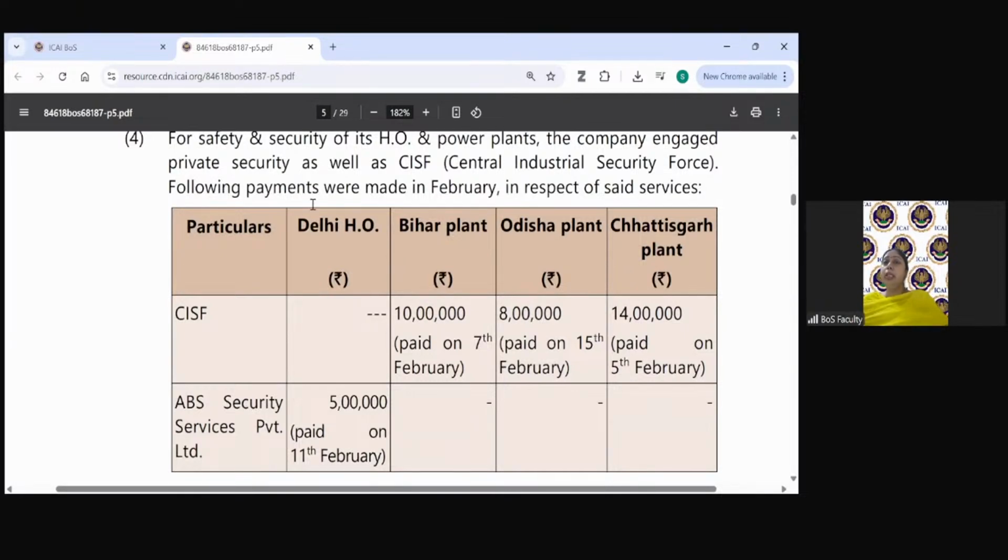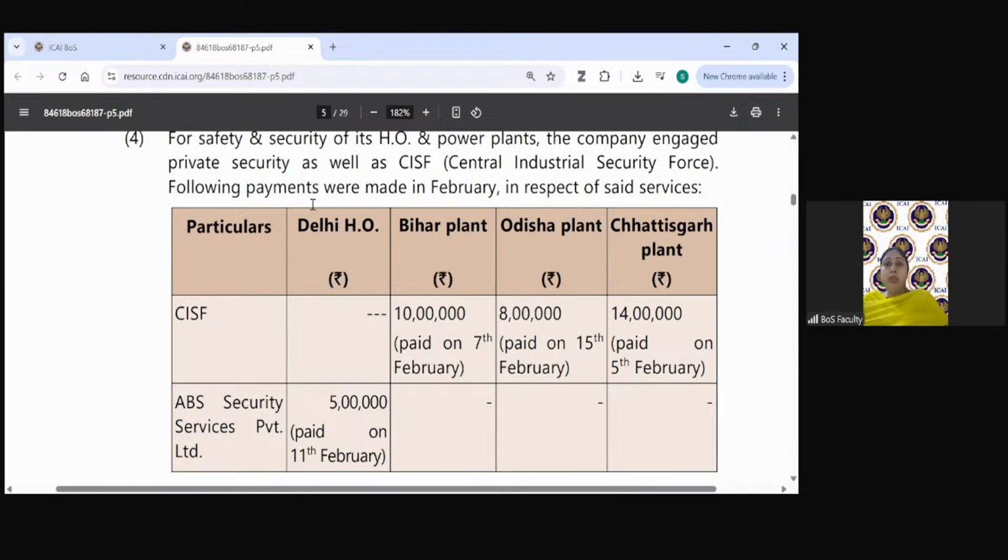The next point is that the HO and power plants have received the security services. Now, Delhi HO and Odisha plant are what we are concerned with. Delhi HO has received the services of security from ABS Security Private Limited. So first of all, let us see Delhi HO, because till now we have not got any reverse charge amount for Odisha plant. So Odisha plant till now is zero, and Delhi HO we have got 80,000 on account of the director's services. Now let us see if there is any addition to this amount or not.